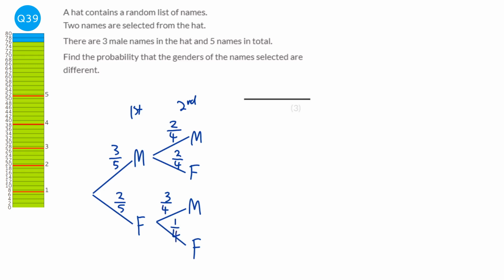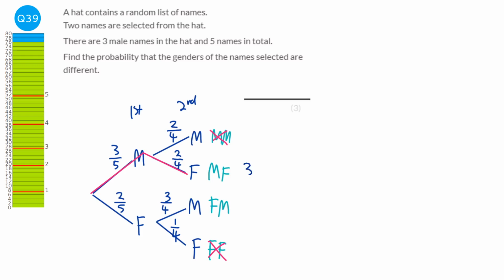Okay, we're looking for the probability that the genders of the names are different. So looking at the outcomes, the outcome here would be male-male, that's not what we're interested in. Here would be male-female, we are interested in. Female-male, we are interested in. And female-female, we're not interested in. So we're not interested in these ones. And the way that tree diagrams work is as you go along the tree, any fractions you go across, you multiply together to find the outcome.